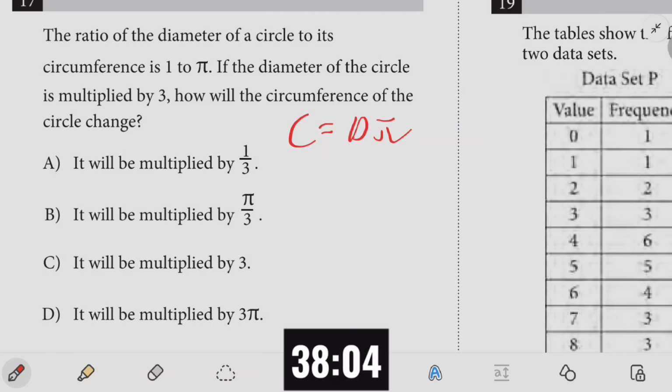Yeah, that makes sense. If this is 1, then it is 1 to pi, because 1 times pi is pi, and that's what the circumference becomes. However, if the diameter of the circle is multiplied by 3, how will the circumference of the circle change?